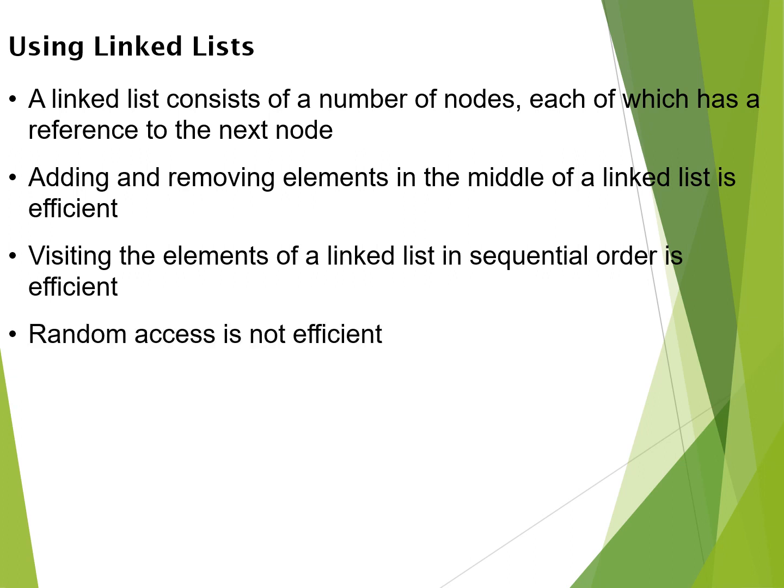However, random access is not efficient. For example, it's not like arrays that you can say, I'm going to access the fifth node immediately. If you want to access the fifth node, you have to start from the first node and skip the first four to reach the fifth one. So the random access operation is not efficient in linked lists.